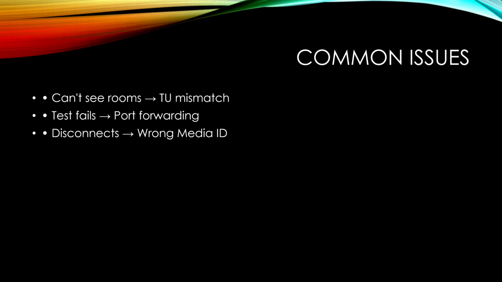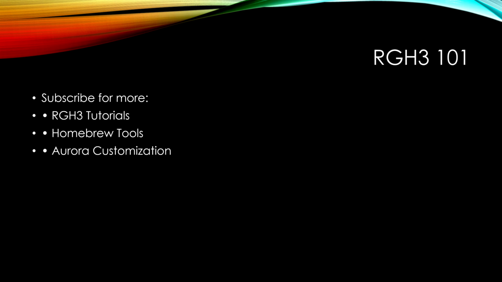If you can't see any rooms, it's almost always a title update mismatch. If the LiNK test fails, check your router or firewall settings, and if you get disconnected, double check the media ID and the title update version. And that's it. You're now ready to play online co-op on your modded console.